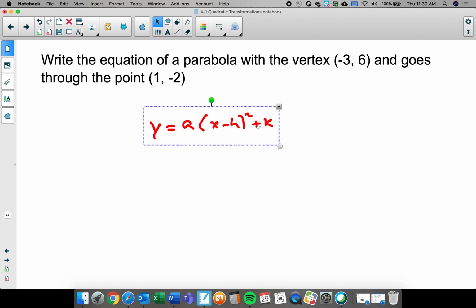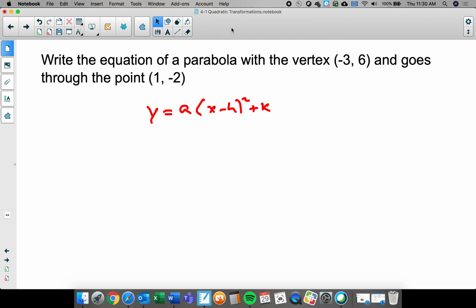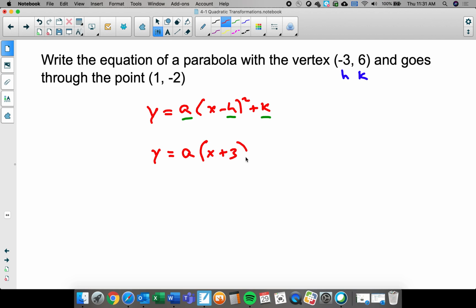And in this problem, what I need is numbers for A, H, and K. Okay? So the first thing we can come up with is they gave us the vertex. So right away, I know that there's my H and there's my K value. So I could go through and we could plug that in right away. y equals some value of A, which we'll talk about, times the quantity x. Since I'm subtracting a -3, this is going to be x plus 3, quantity squared, and then plus 6 at the end. So that's where we're at so far.